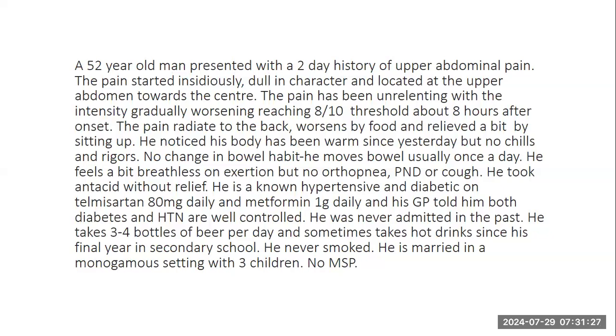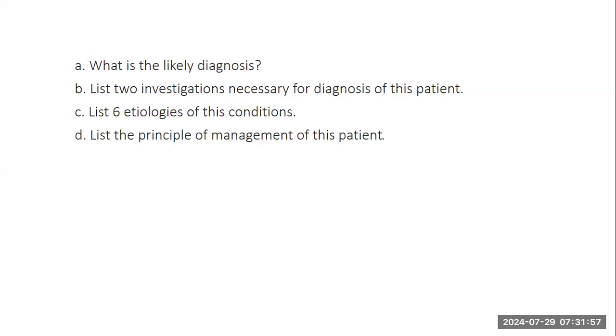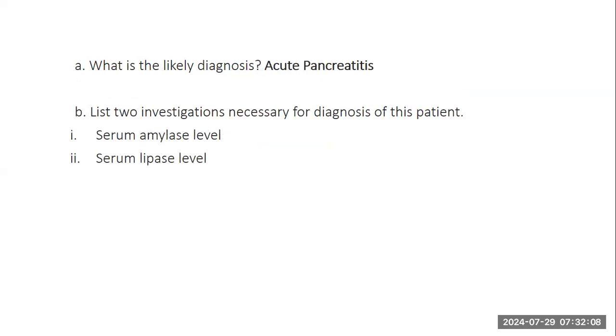He's a known hypertensive and diabetic on telmisartan 80 milligrams daily and metformin 1 gram daily, and his GP told him both diabetes and hypertension are well controlled. He was never admitted in the past. He takes 3 to 4 bottles of beer per day and sometimes takes hot drinks since his final year in secondary school. He never smoked. He's married in a monogamous setting with 3 children, no MSP. So the questions are: A, what is the likely diagnosis? B, what investigations are necessary for this patient? C, list 6 etiologies of this condition. And D, list the principles of management.